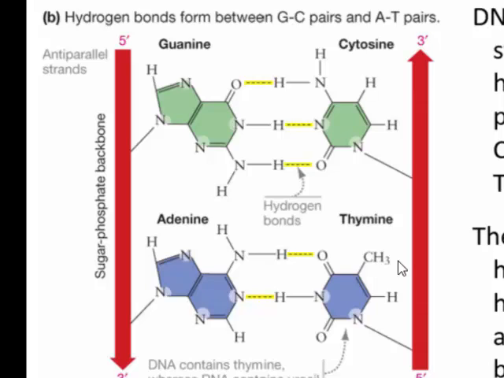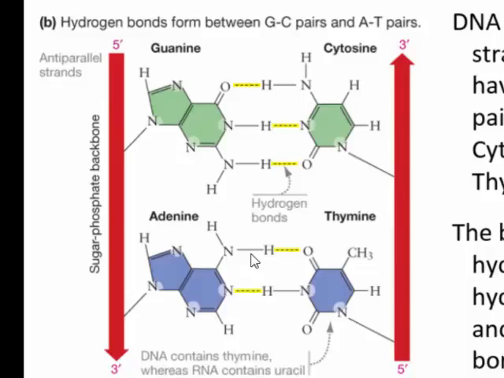Of course, you only have to remember four letters. Not a big deal. C always binds with G. A always binds with T. This is the basis of the double strands that we see in DNA. And of course, between them, what do we see here? Hydrogen bonds.